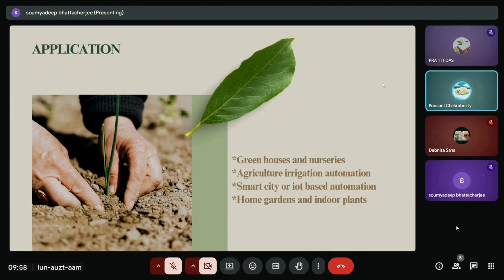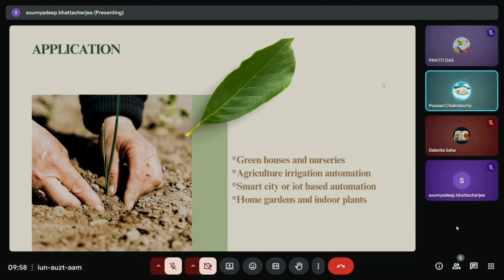Fourth, IoT based smart farming systems. The Arduino setup can be connected to the internet using Wi-Fi or GSM modules. This allows farmers or users to monitor soil moisture remotely from their smartphones. For example, a notification can appear on your phone saying soil moisture is low, watering started. You can even view live data or control pumps from anywhere in the world.